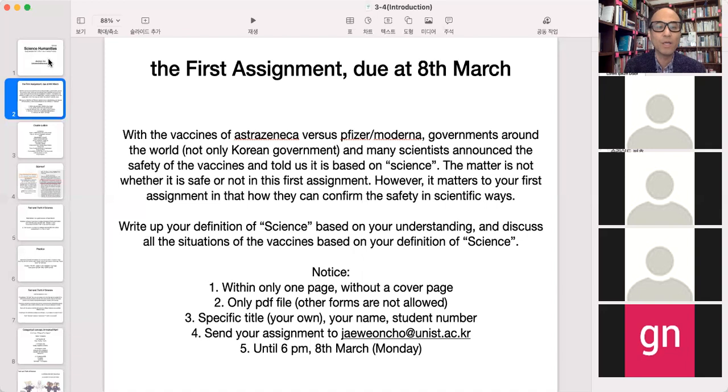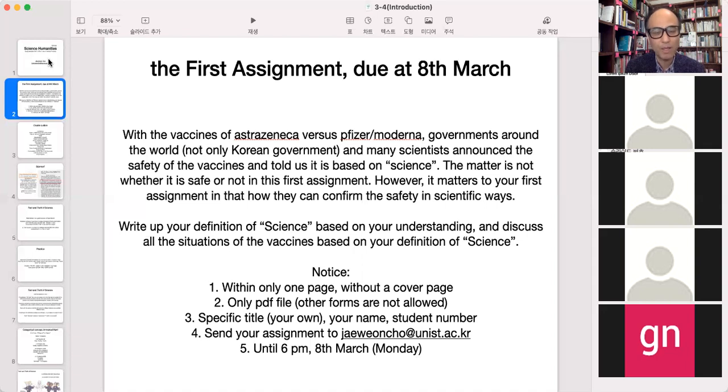The matter in your first assignment is not whether it is safe or not. However, it matters how the scientists and government confirm the safety in a scientific way. Put your definition of science in your first assignment report. Some of you already submitted, but you can submit again if you want. Discuss the situation of the vaccine based on your definition of science.